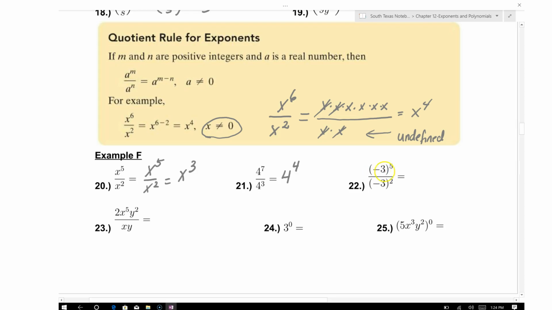23, we have parentheses negative 3 to the 5th, parentheses negative 3 to the 2nd. So we're going to have parentheses negative 3, and we have 5 and 2, so we're going to subtract, so it's going to be 3.